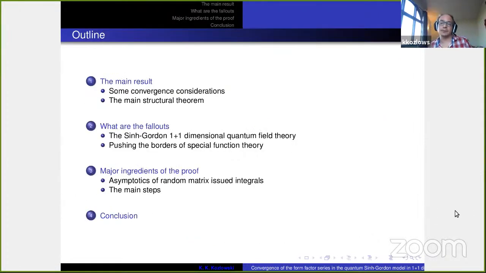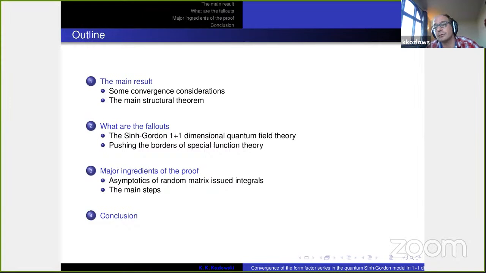So maybe let's start with the outline of the talk. First I'd like to present the main theorem which I obtained, but prior to that, I'd like to provide at least a certain amount of motivation for why it's important to look at such convergence questions. In the second part of the talk, I will focus on the application of the theorem to the case of the Sinh-Gordon 1+1 dimensional quantum field theory.